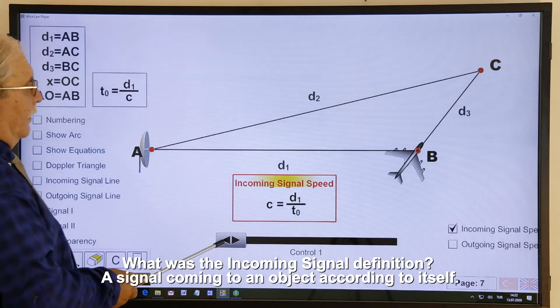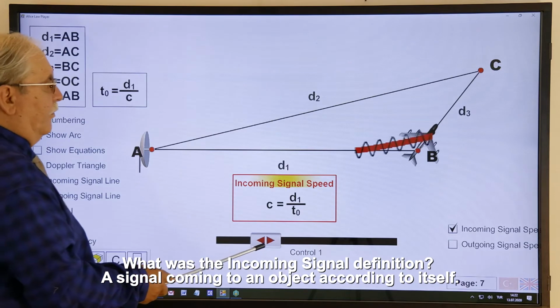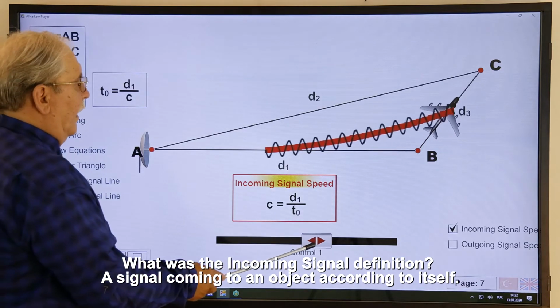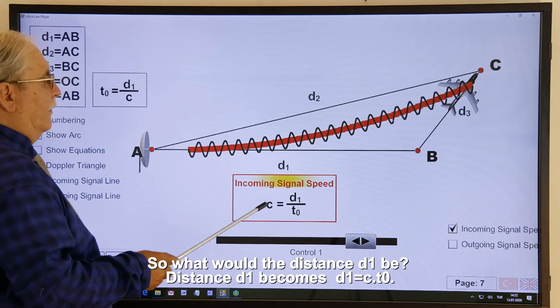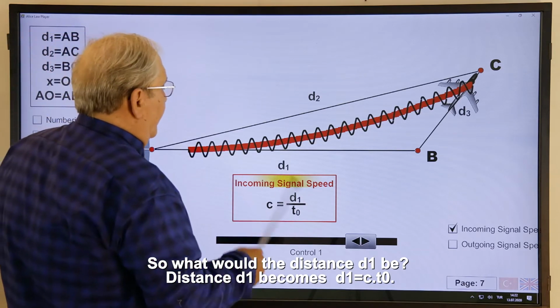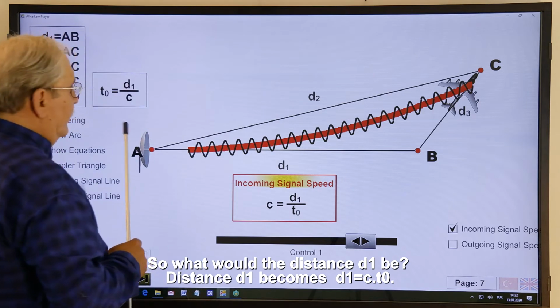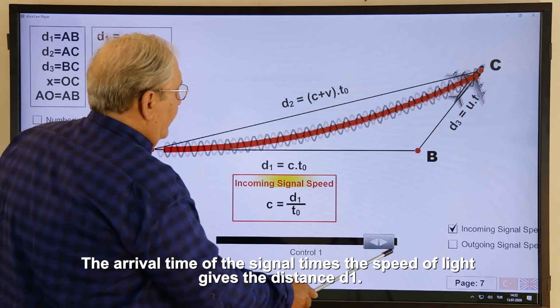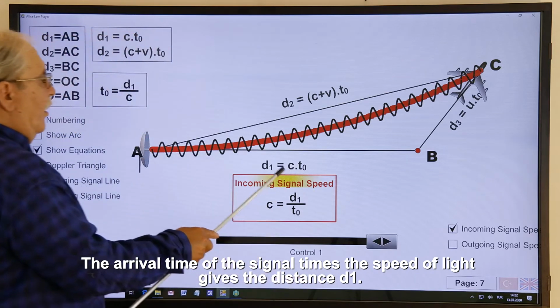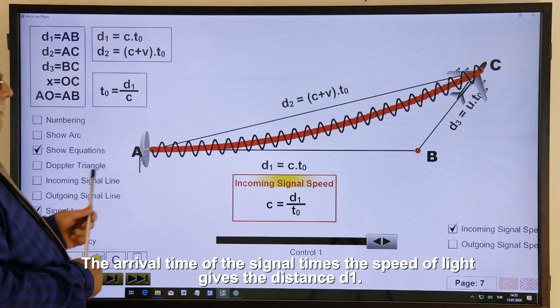What was the incoming signal definition? A signal coming to an object according to itself. How fast is this? Always c. So what would the distance d1 be? Distance d1 becomes d1 equals ct0. The arrival time of the signal times the speed of light gives the distance d1.